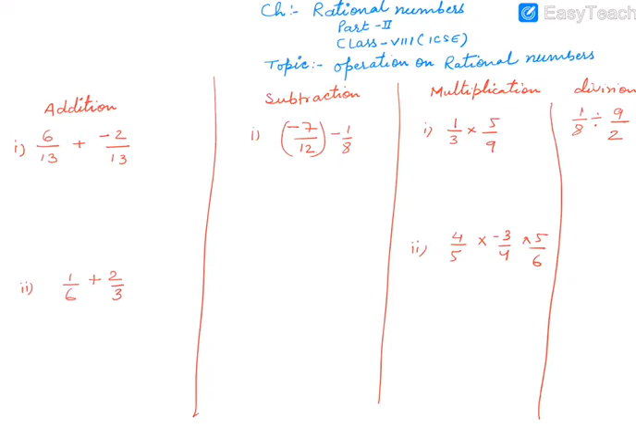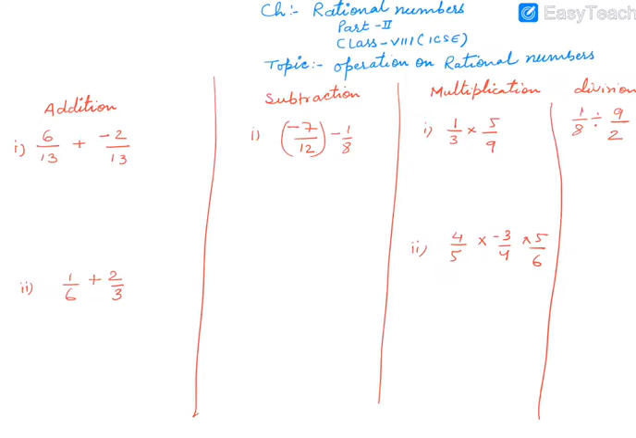There are four major operators in rational numbers, or in integers and whole numbers: addition, subtraction, multiplication and division. First of all, we'll discuss how to add two or more rational numbers. Here I am giving you an example of two rational numbers, and on the basis of this procedure only you can add if there are more than two rational numbers.